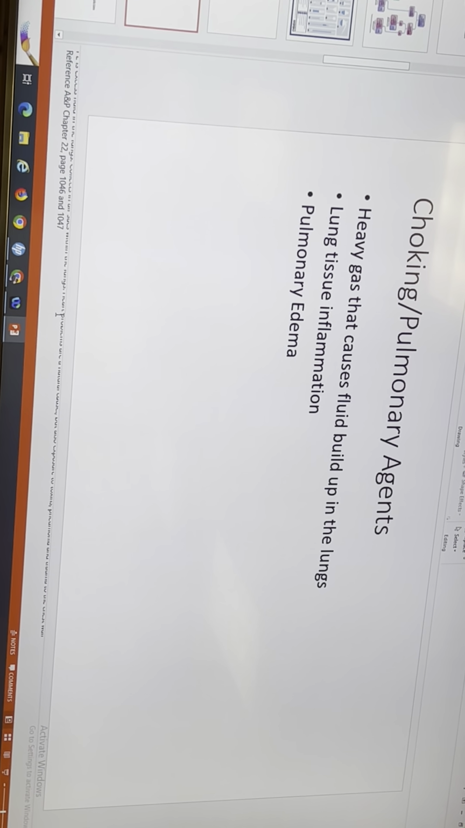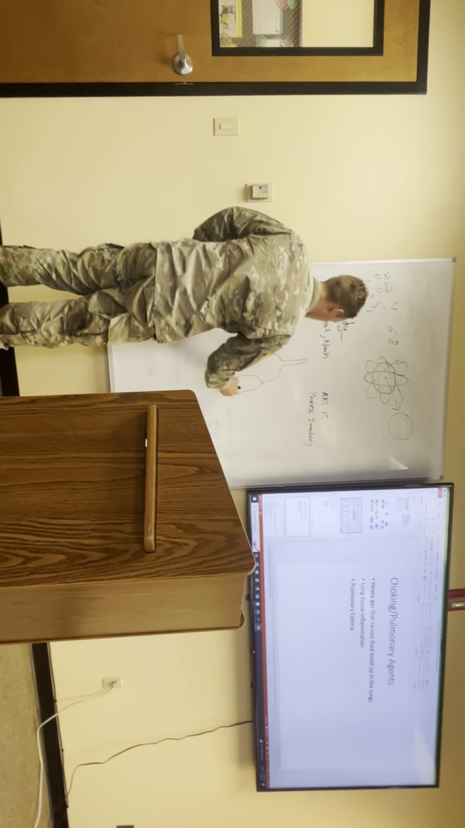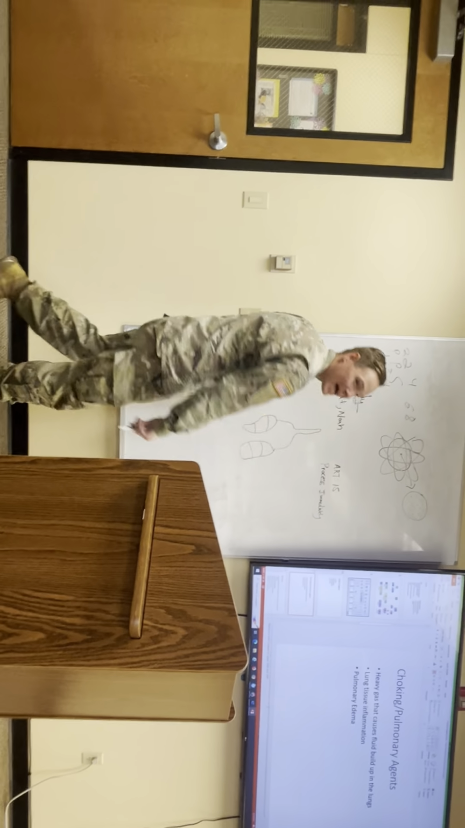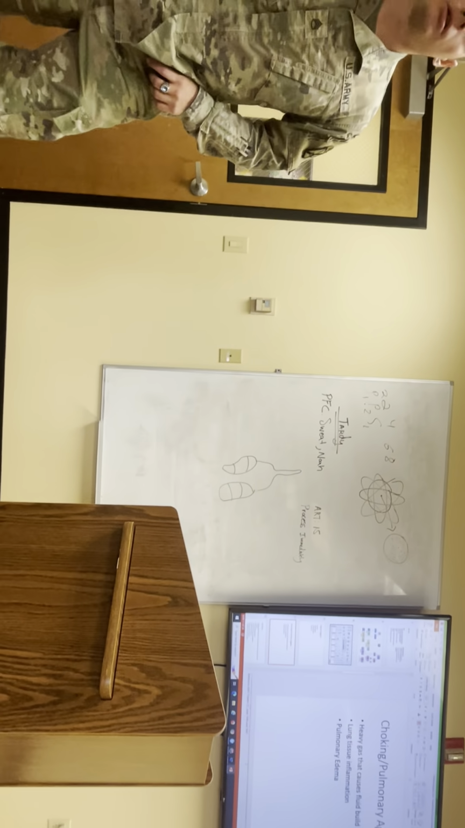Each lung has 3 lobes. One lung is larger than the other lung. Why is one of your lungs bigger than your other lung? Because your heart's in the way of the other one, so that lung has to be smaller.